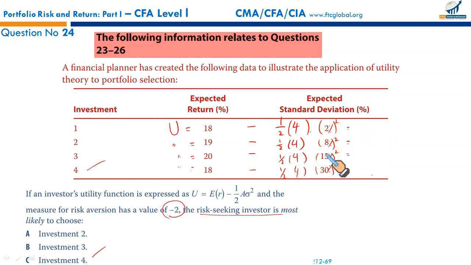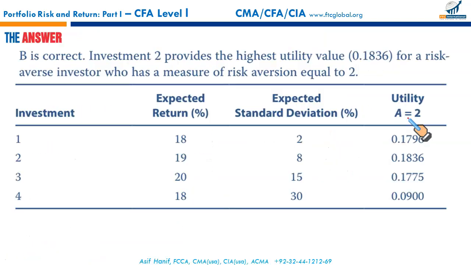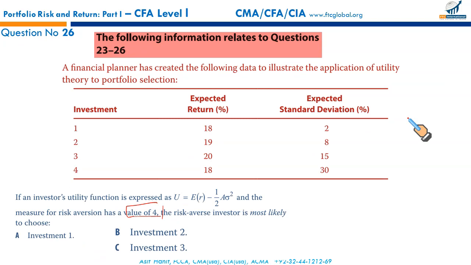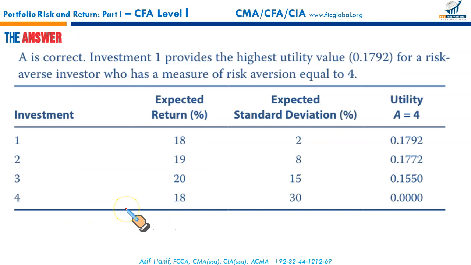And now we will simplify, and for the first investment, utility comes out to be 17.92%. For the second one, it's going to be 17.72%, 15.5%, and for the last one, interestingly, it will be 0. So the one that is giving the highest utility is your investment 1. Question number 26. Investment 1. So that makes A the correct option, right?